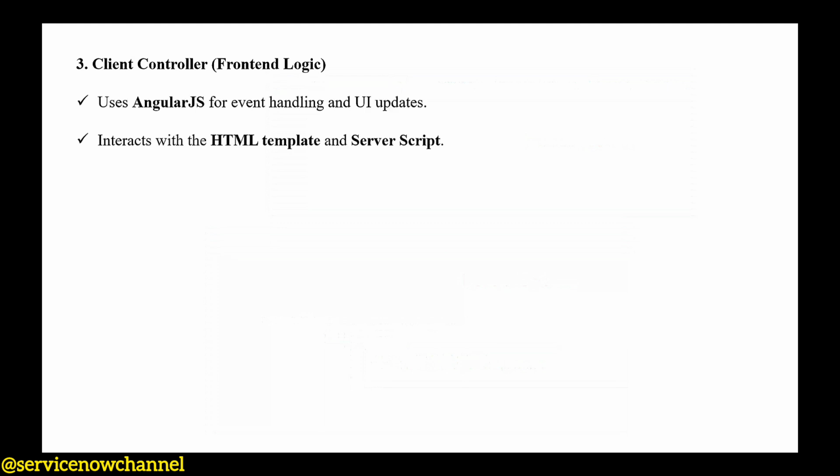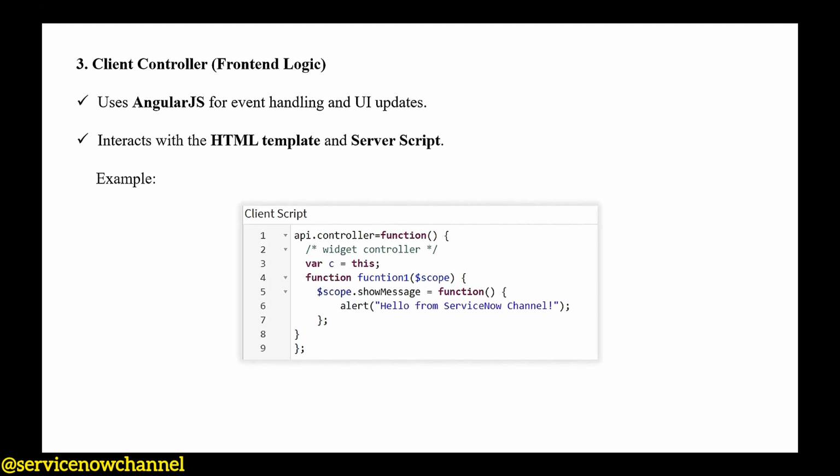Let's see the client controller. The client controller is the front-end logic. It uses AngularJS for event handling and UI updates, and it interacts with the HTML template and server script. Below is the example code. As I told you before, in the HTML template we use AngularJS for data binding, right? Here, the client controller interacts with the HTML template component and the server script component to do some dynamic activities.